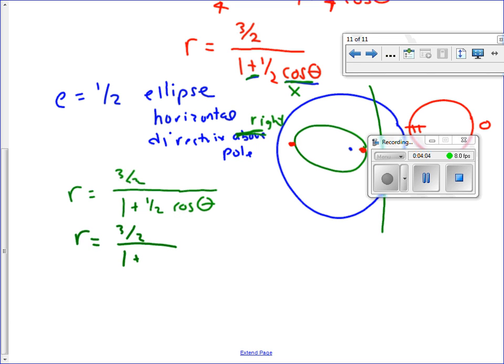3/2 over 1 plus 1/2 cosine 0. Using my unit circle, the cosine of 0 is 1. So this is 3/2 over 1 plus 1/2. 1 plus 1/2 is 3/2, so 3/2 over 3/2 is 1. That means that I have a vertex at 1, 0.